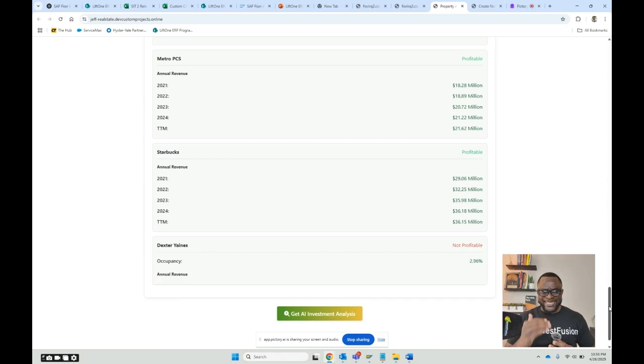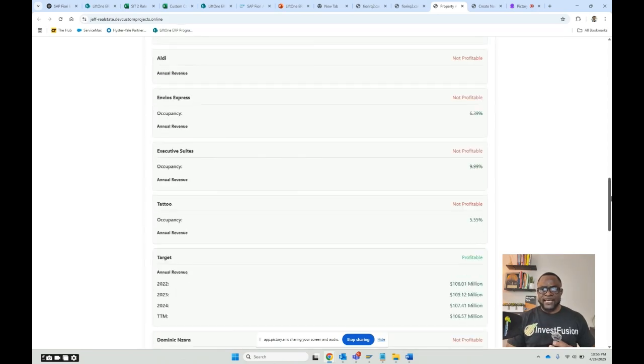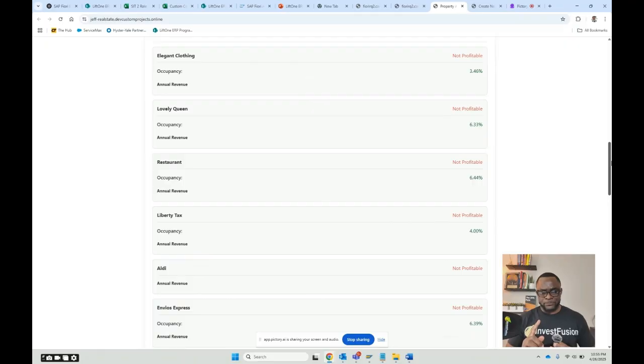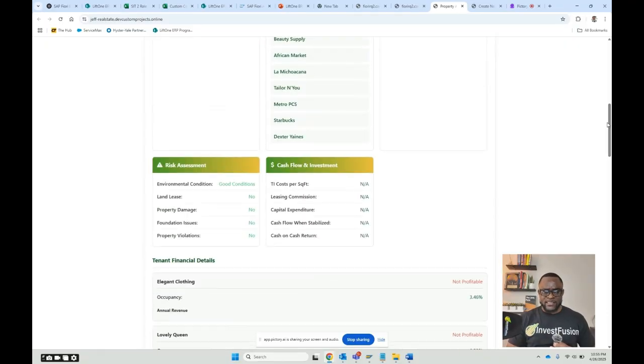I want you guys to digest this a little bit. This means within a click of a button, in 1 second, you will understand all the tenants that are occupying a property you're looking at potentially buying for your commercial property. Number two, you will know the financial health or the health history of those tenants. How profitable have they been over the last 5 years? This is hard work data done for you at the tip of your fingertips. Number three, you will know their occupancy rate.